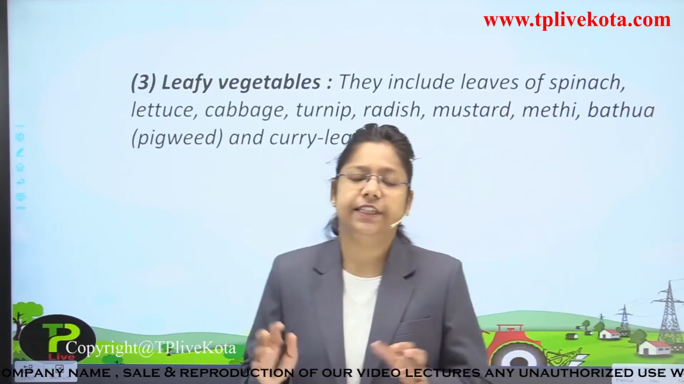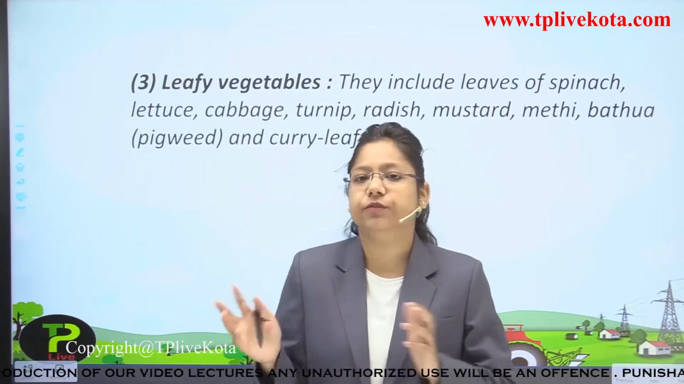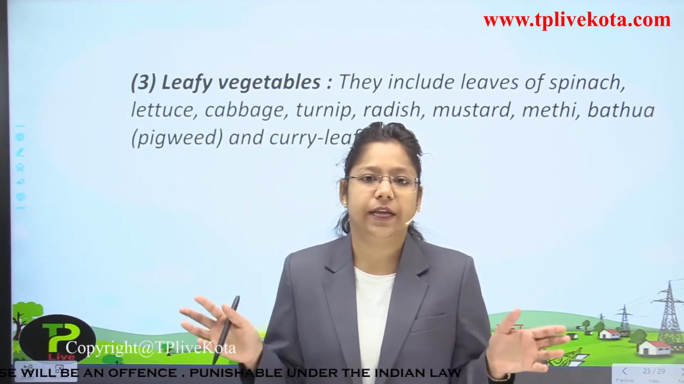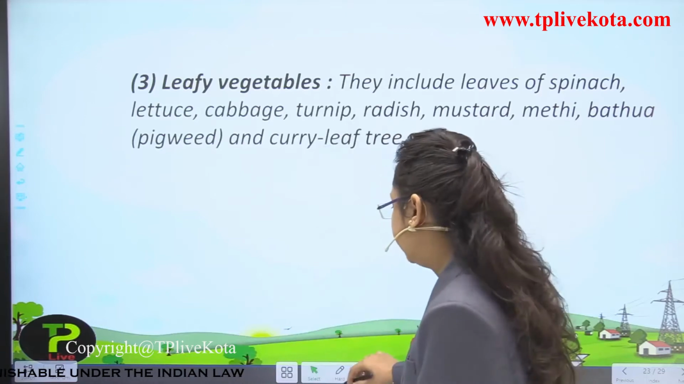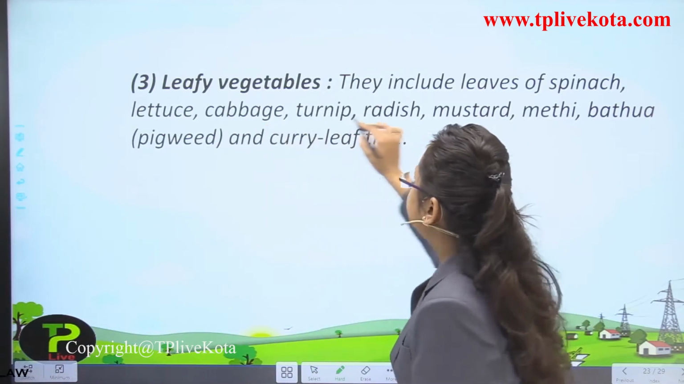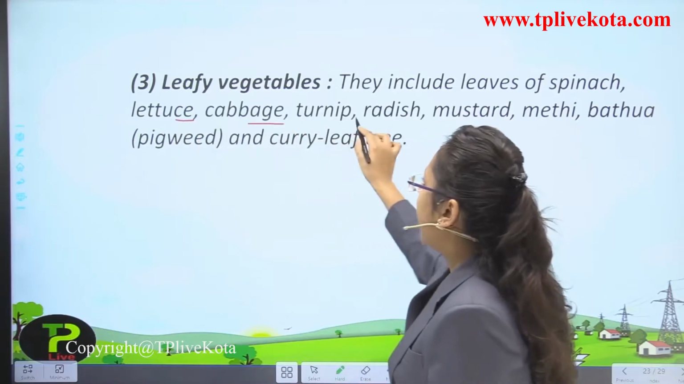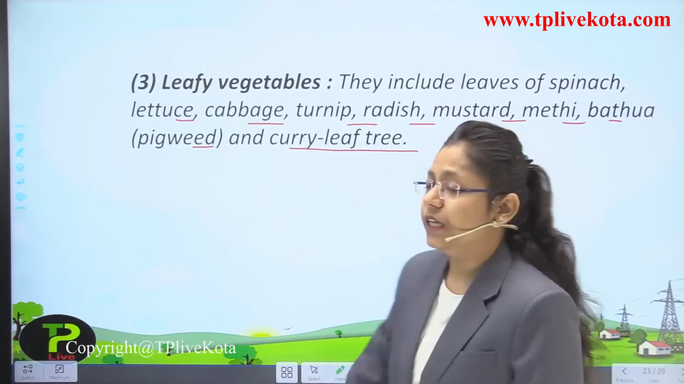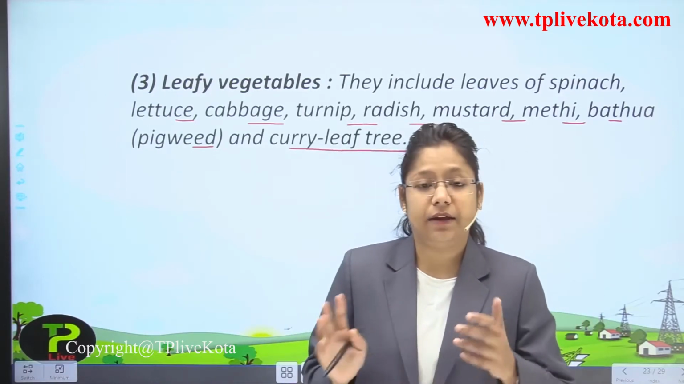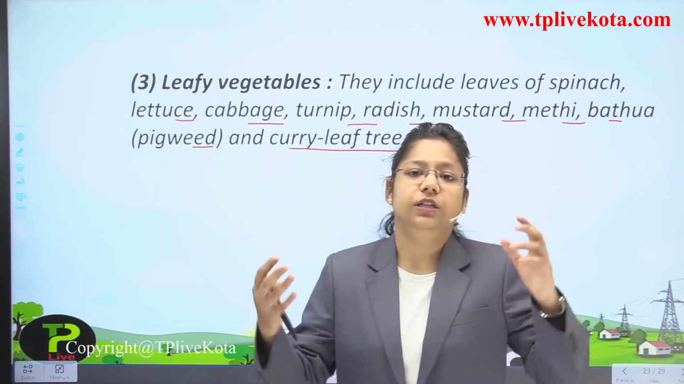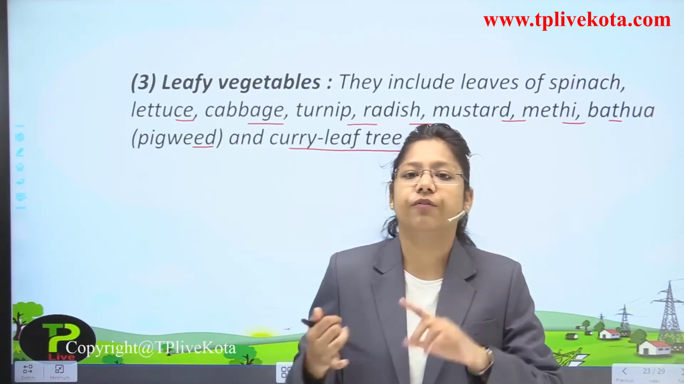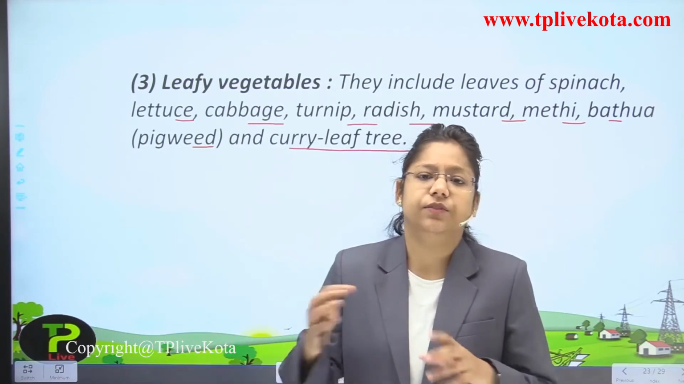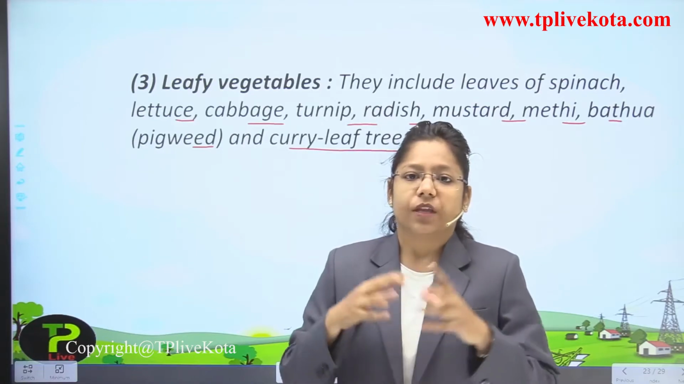Now the leafy vegetables. Leafy vegetables means the leaf part of the plant which is edible. The leaf part of the plant which is edible is known as leafy vegetables. So let us see the examples over here. The leaves of spinach, lettuce, cabbage, turnip, radish, mustard, methi, bathua, the pigweed, the curry leaf tree. These are the leaves which are edible and which are very useful for our body because they contain a very large amount of iron, divalent ions like magnesium, calcium, and many more things which are required for our body functioning.